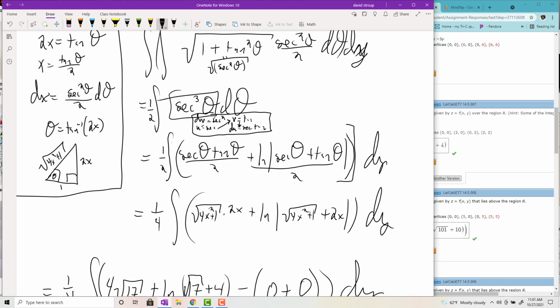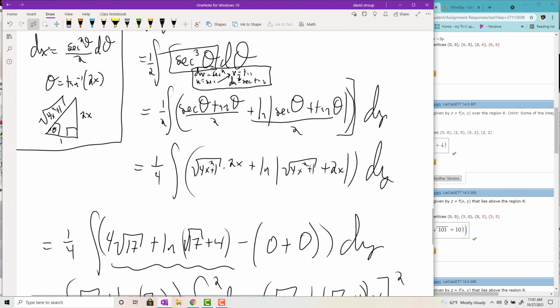So then I evaluated this thing from 0 to 2. If you plug in 2, you'll have in here 4, and then in here you have square root of 2 squared is 4. 4 times 4 is 16, plus 1 is 17. So root 17 times 4. And then this would be root 17, and this would be 4 as well.